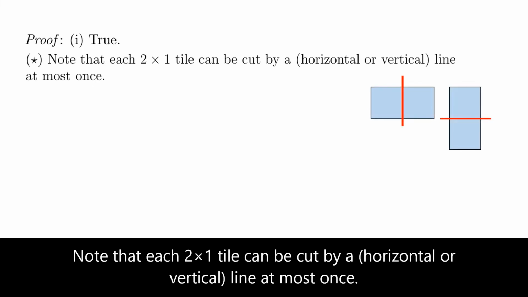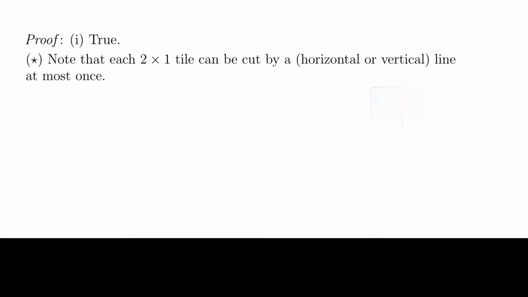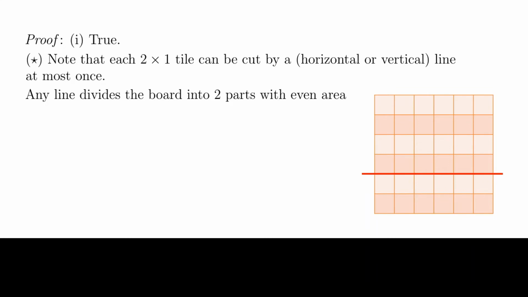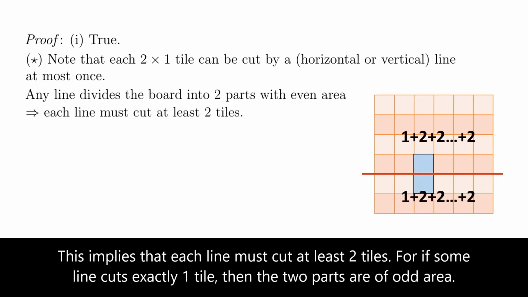Part 1 is true. Note that each 2 by 1 tile can be cut by a horizontal or vertical line at most once. Also, any line divides the board into two parts with even area. This implies that each line must cut at least two tiles. For if some line cuts exactly one tile, then the two parts are of odd area.